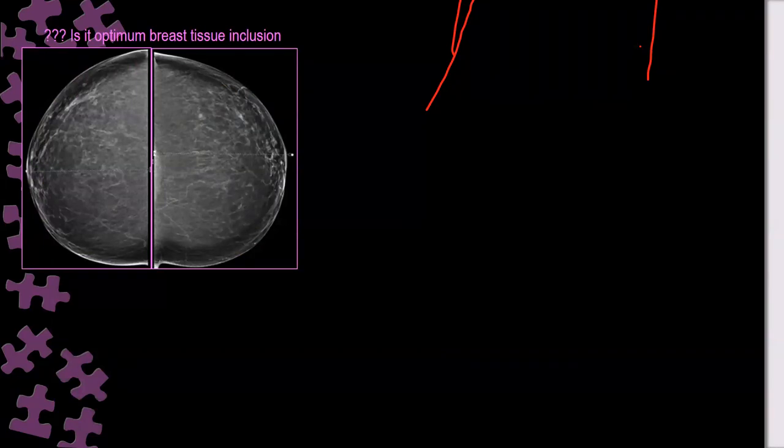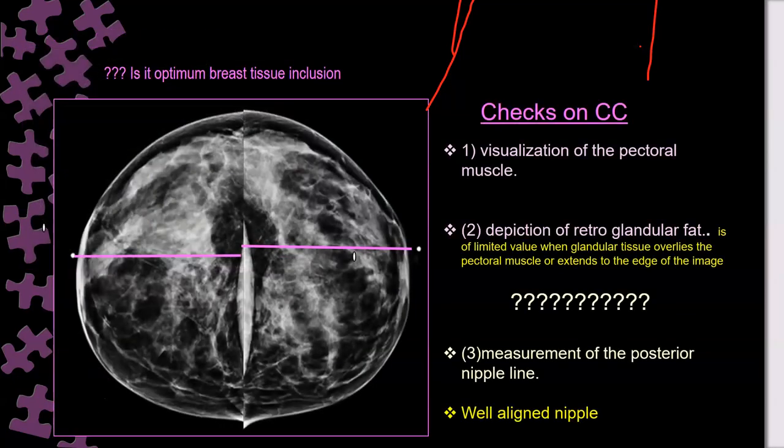Even if I couldn't see the retromammary fat, Dr. Rabab, I can still consider it adequate. If I don't see the retromammary fat in this case, I have to measure with the posterior nipple line.